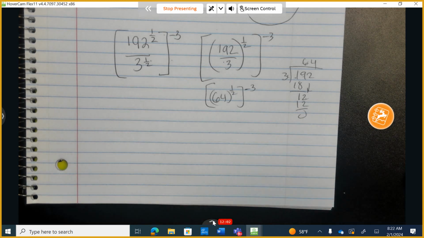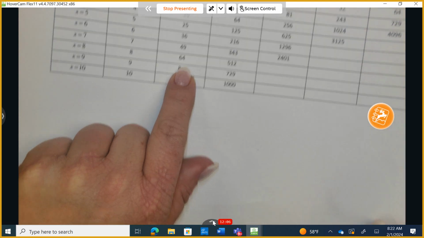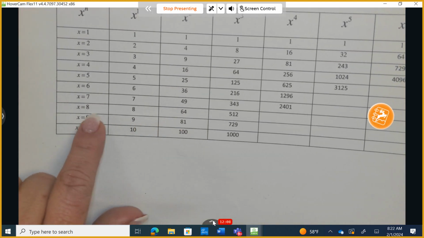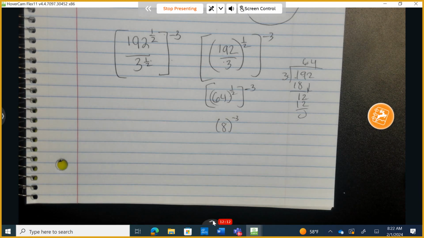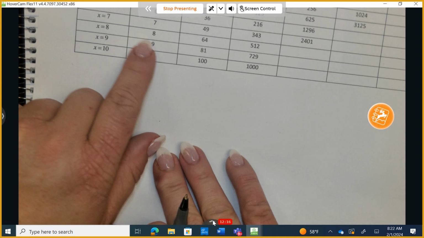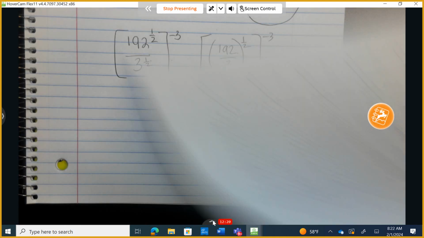I'm going to go back into column number 2 and locate 64. It is right here. This is column number 2. I go off to the side and I achieve an answer of 8. This does not mean 8 times 3. It's 8 to the 3rd. So let's locate 8: 8 to the 1st, 8 to the 2nd, 8 to the 3rd.